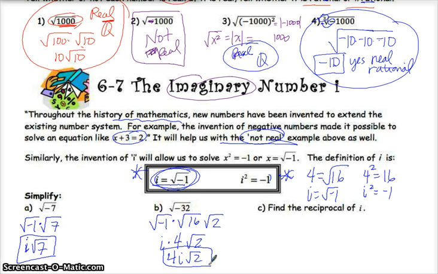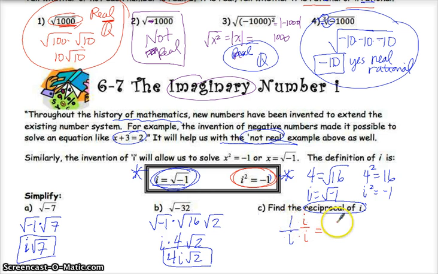Okay, let's look at letter C. Find the reciprocal of I. So the reciprocal means you put 1 over it. But guess what? You're not allowed to have I in your denominator. So you have to multiply the top and bottom by I, because we see up here, if we multiply I by itself, we get I squared. And I squared is an integer, it's -1. So we multiply by I over I.